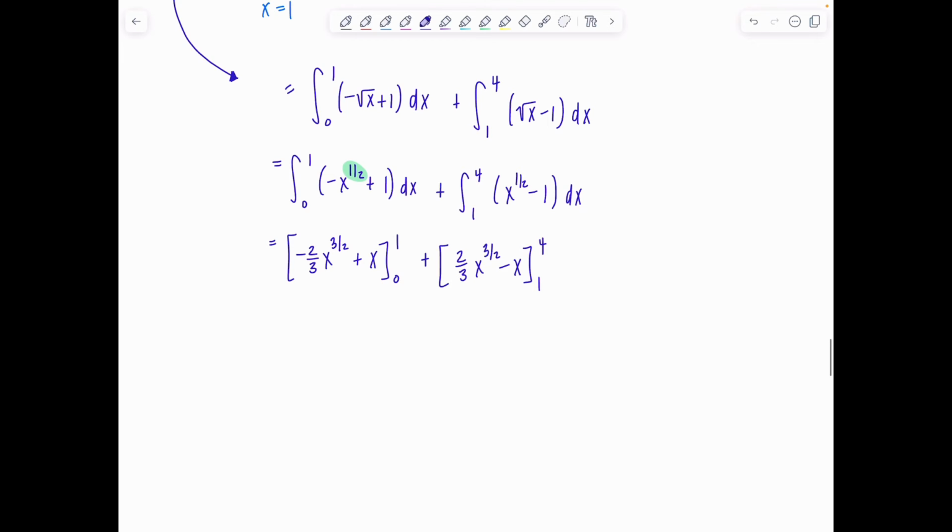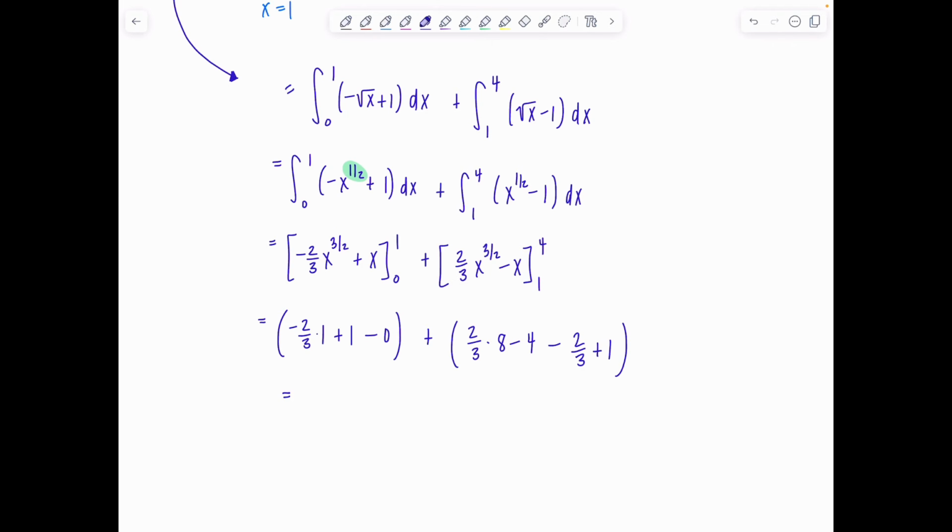All right, beautiful. So let's see. This is going to be negative 2/3 times 1 plus 1 minus 0 plus 2/3 times 4 to the 3/2, that's square root of 4 cubed. So 2 cubed, that's 8. Minus 4. Minus, now I'm plugging in 1, 2/3 plus 1.